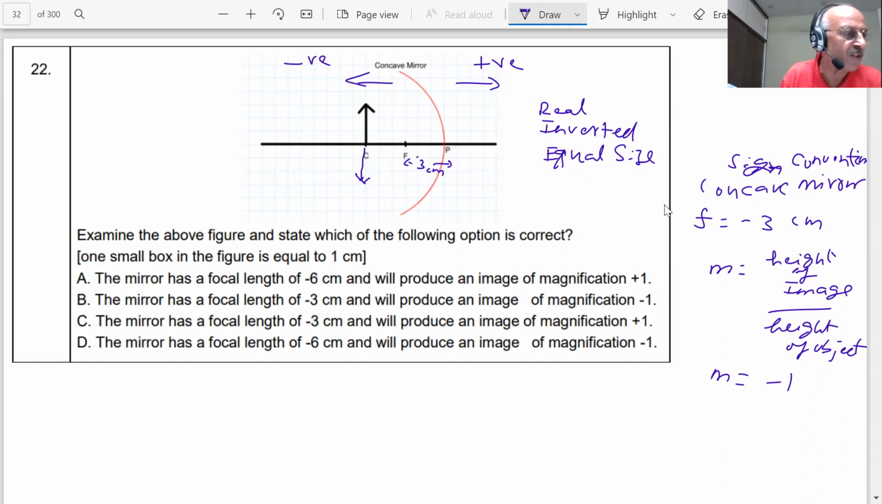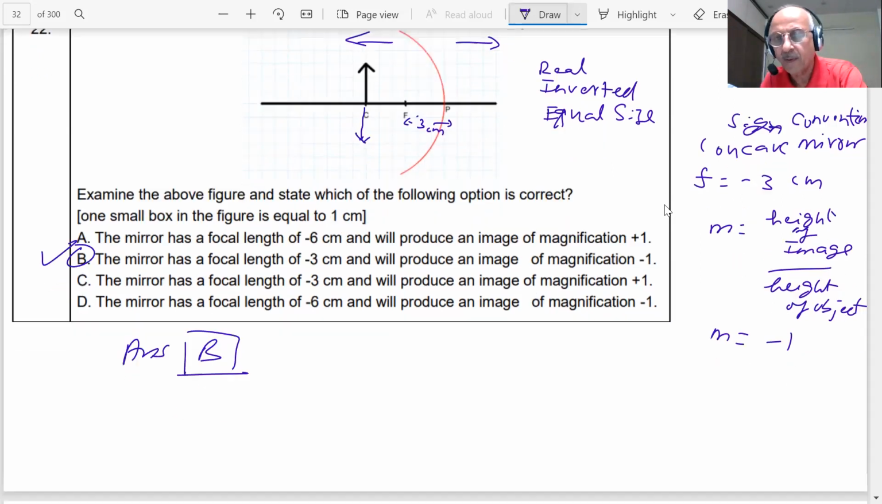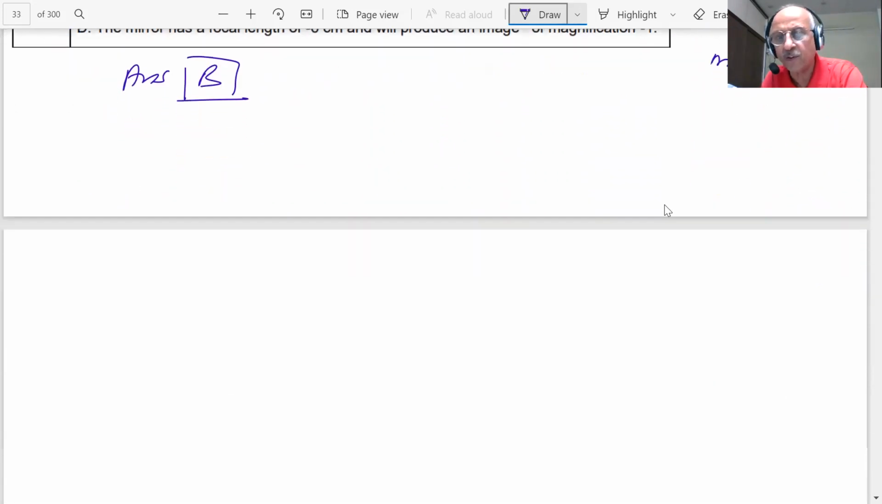Therefore, what is the correct answer of question 22, student? The mirror has focal length -3 and will produce image magnification -1. That is the correct answer. Our answer is B, students. -3 and +1? No, it cannot be +1 because it is a real and inverted image. Only if the image is formed above the principal axis will it be positive. Therefore, B is the correct answer. Let us see the next question, students.